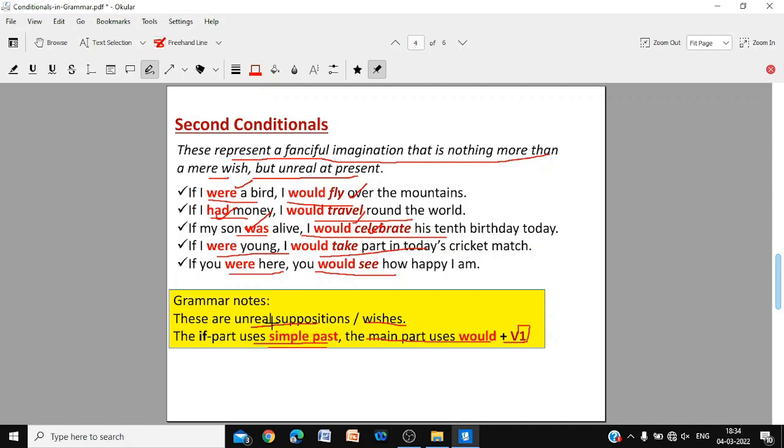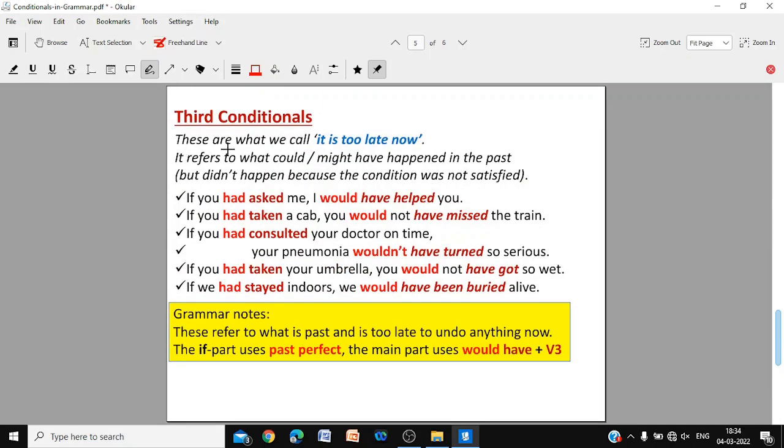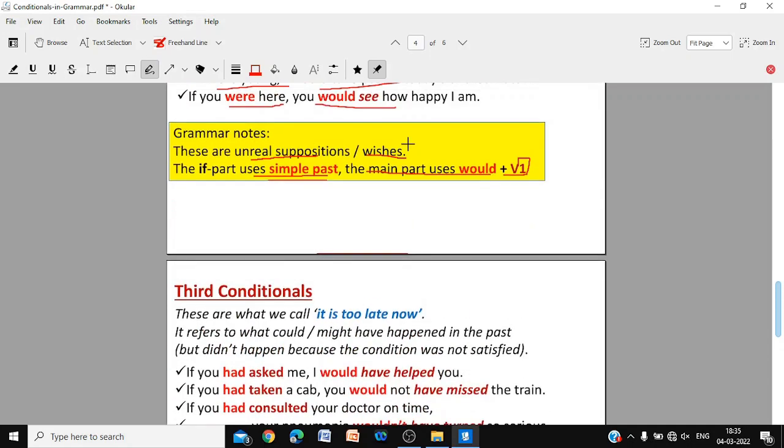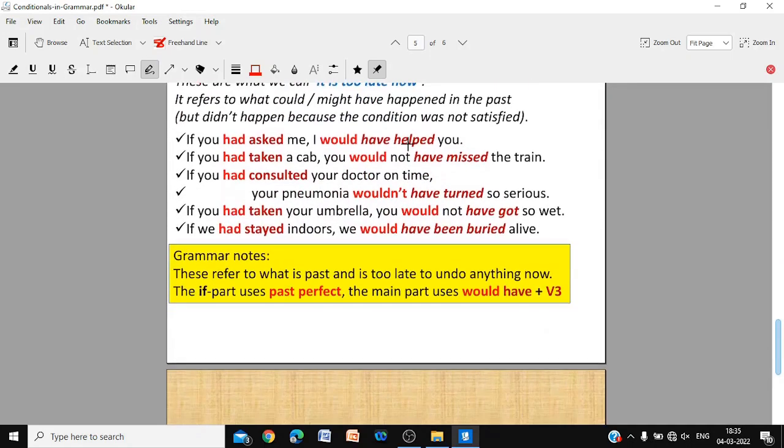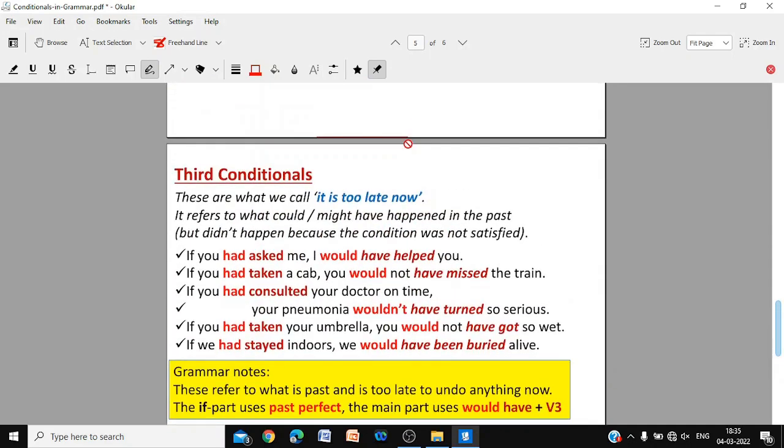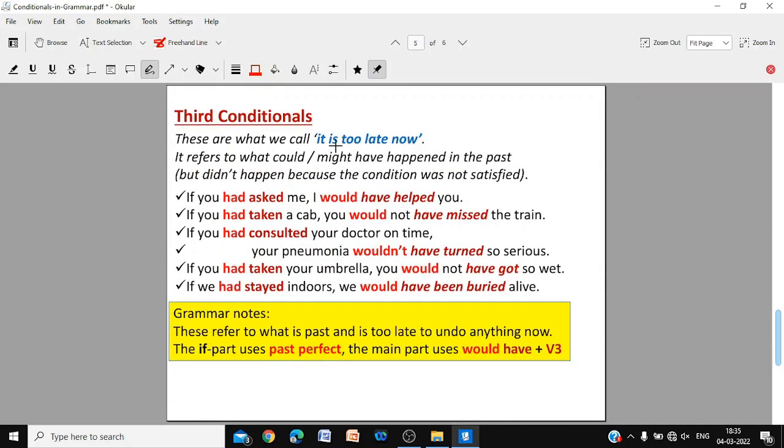Now we have the third conditionals. Third conditionals is what we call "now it's too late." It's no longer possible because it's too late now. It was something that should have happened in the past, but the time is gone. What might have happened in the past, but the time is gone and now it's no longer valid. But it did not happen and now you can't undo it.